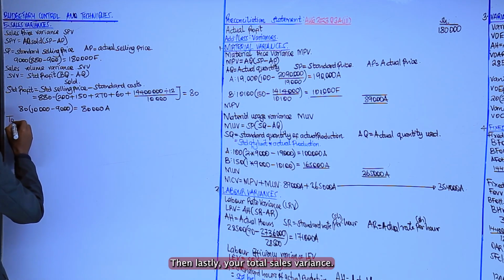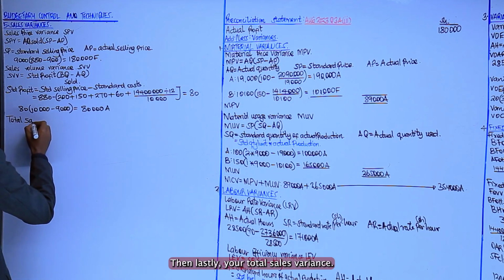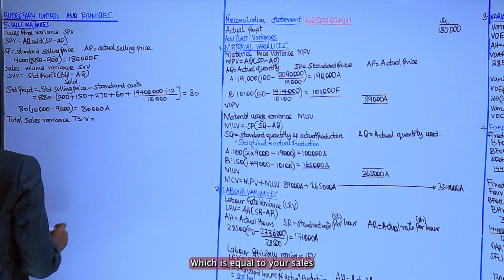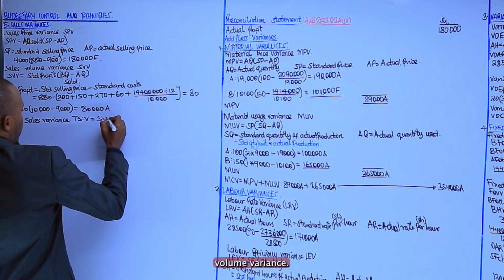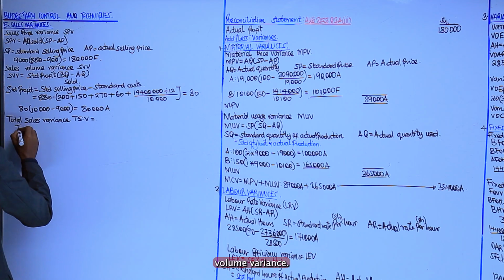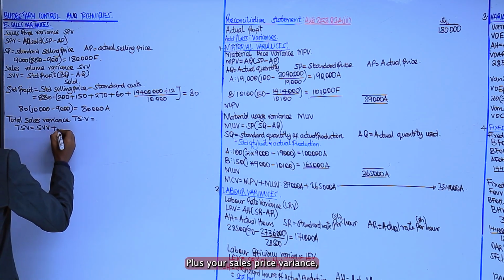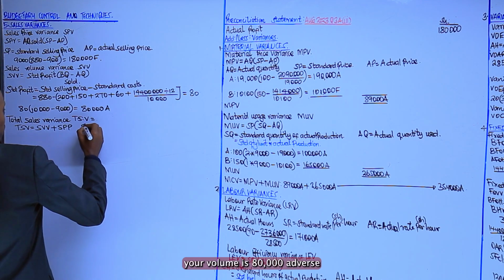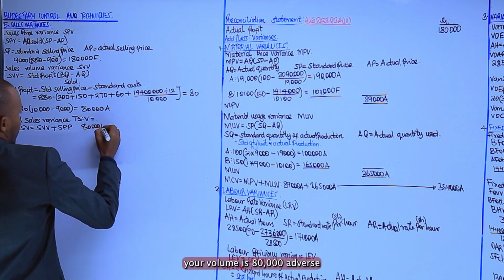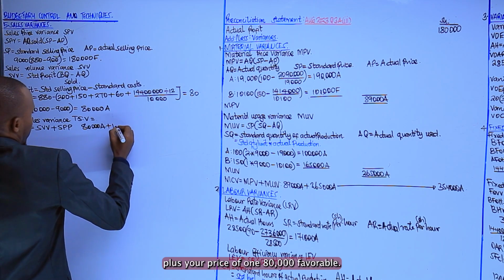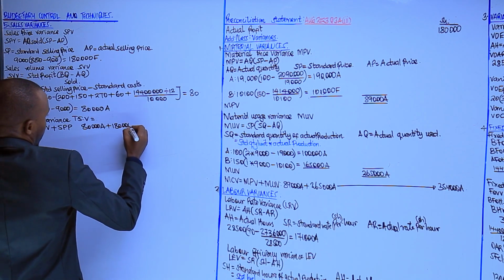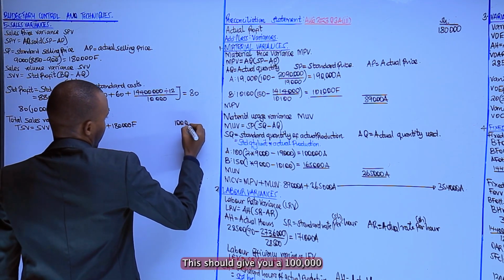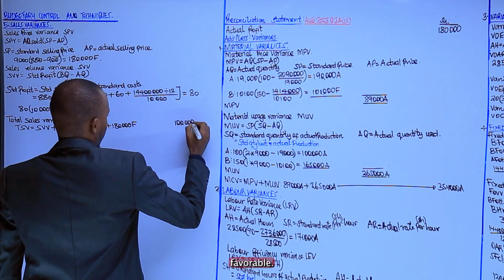Then lastly, your total sales variance, which is equal to your sales volume variance plus your sales price variance. Your volume is 80,000 adverse plus your price of 180,000 favorable. This should give you 100,000 favorable.